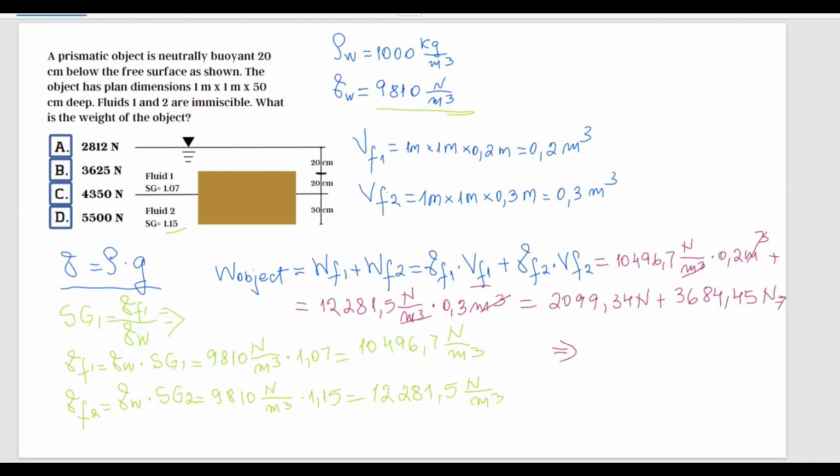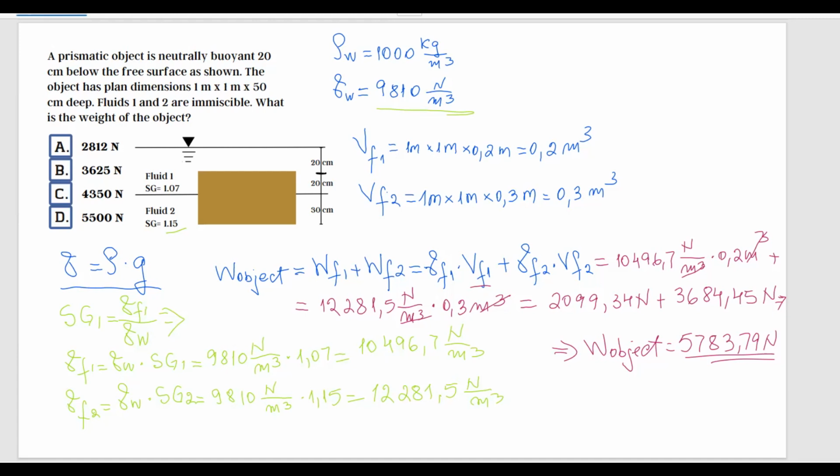And it results, I'm going to write here, the weight of the object is equal to, I'm going to add these two together, and I am getting 5,783.79 newtons. I am looking here, I have 5,500. I think I might have made a mistake somewhere. Hold on a second. I'm going to double check.